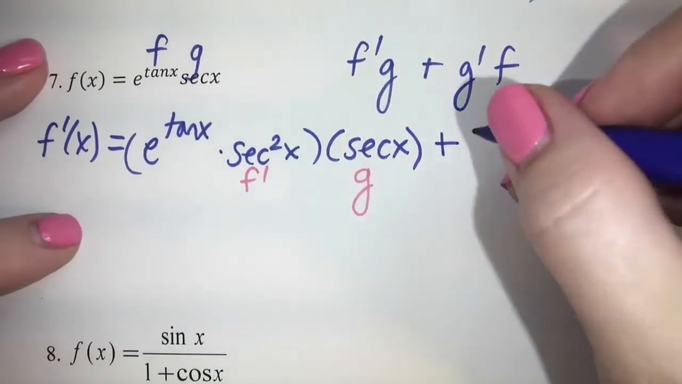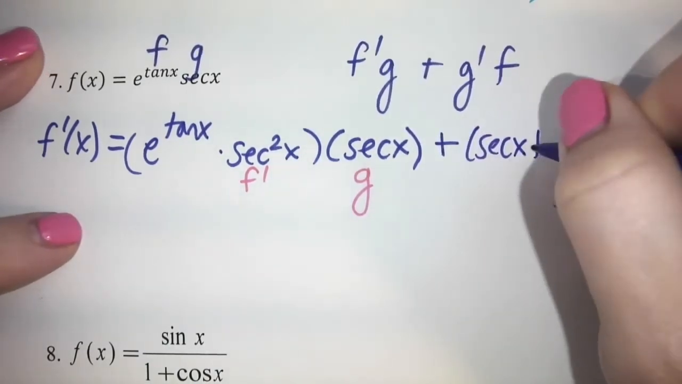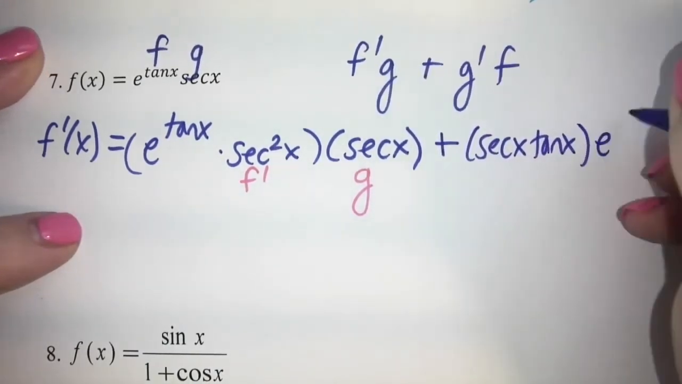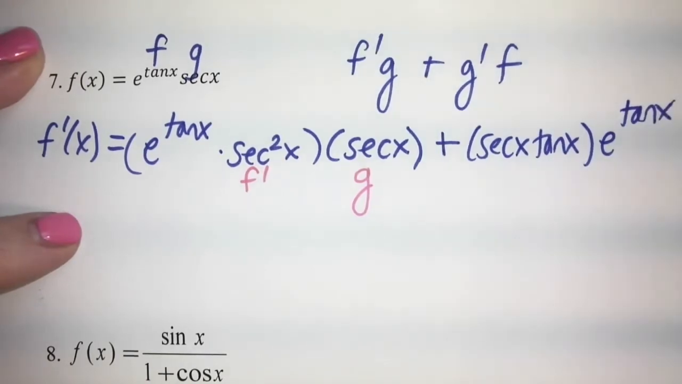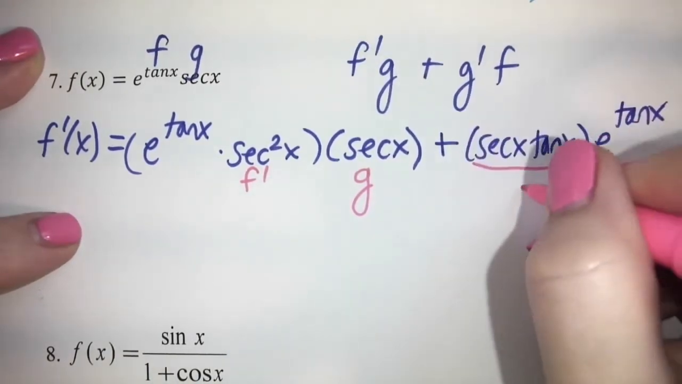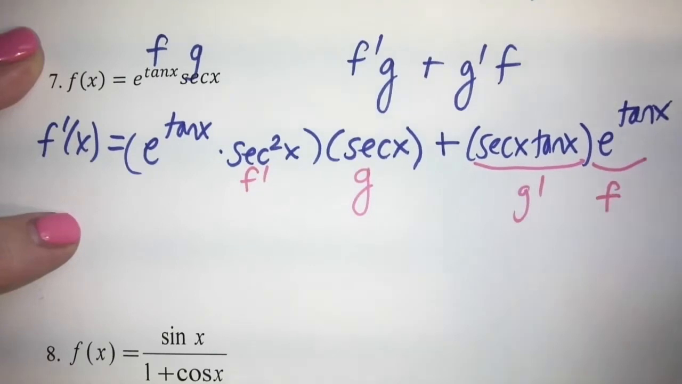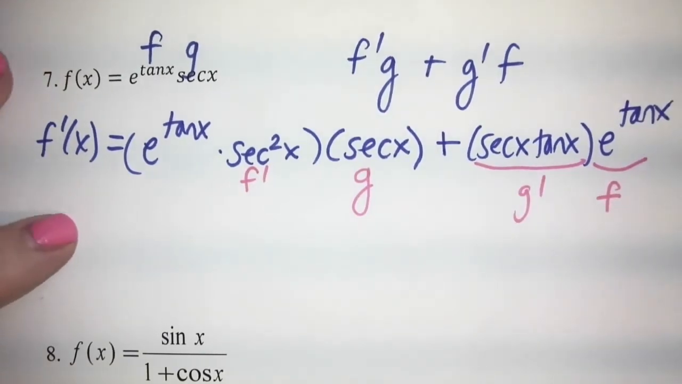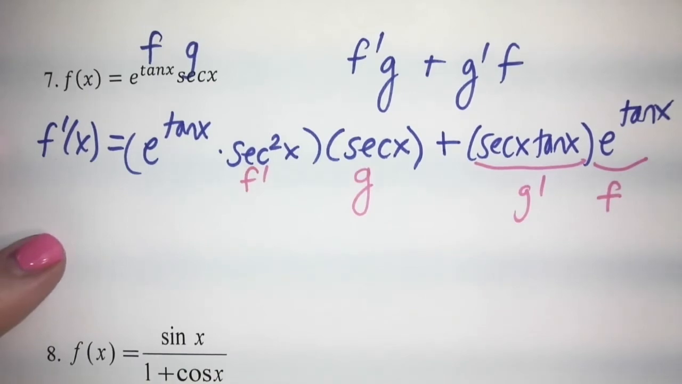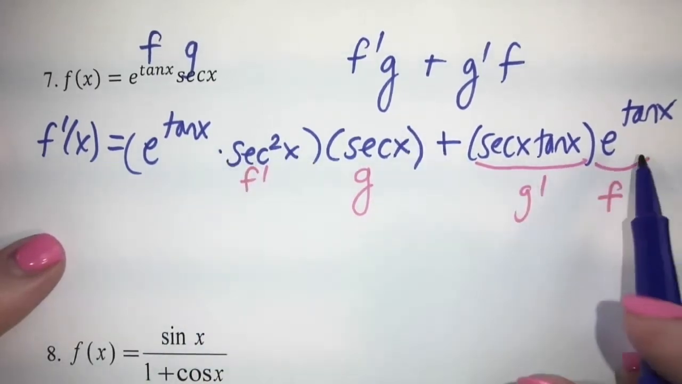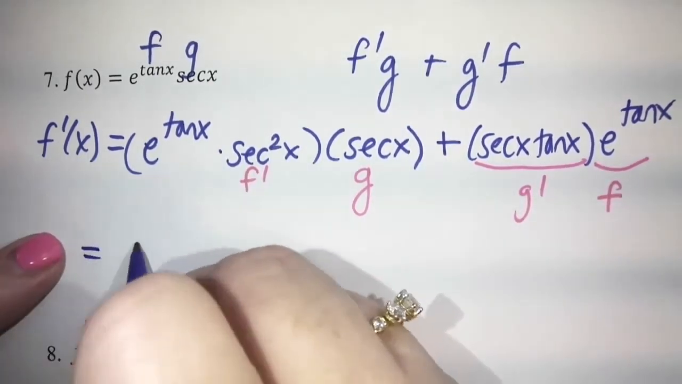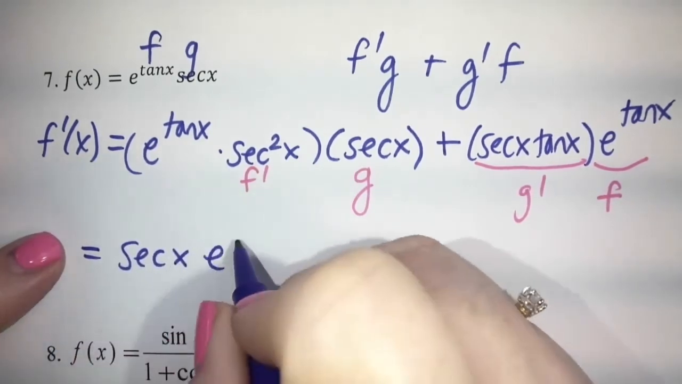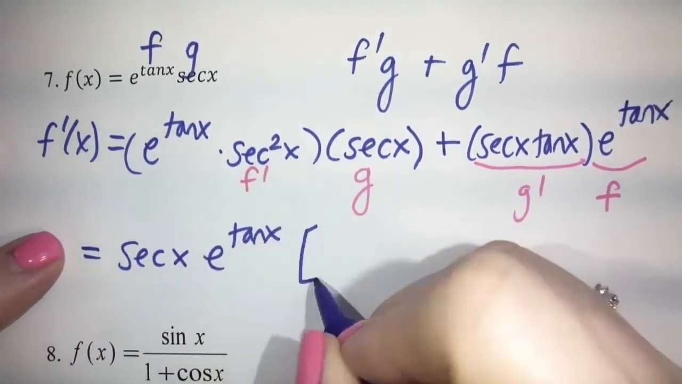Well, the derivative of sec x is sec x tan x, and then times the first. So that is our g prime, and that is our f. So I guess we could take out a common factor. We have a sec in both terms, and we have an e to the tan x in both terms. So we could take a sec x and an e to the tan x out in front.